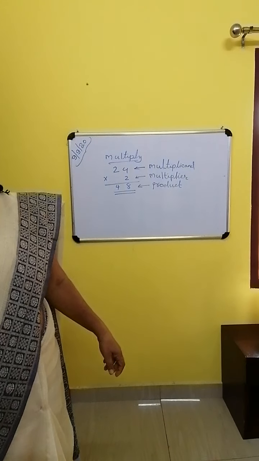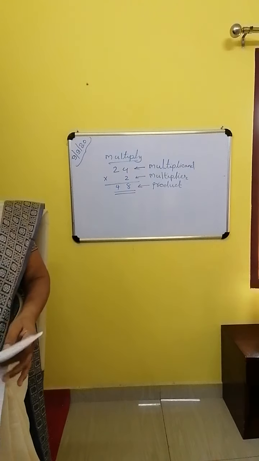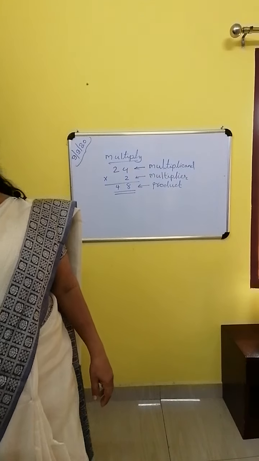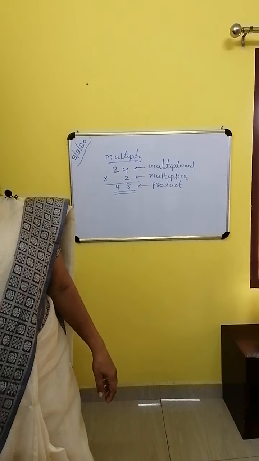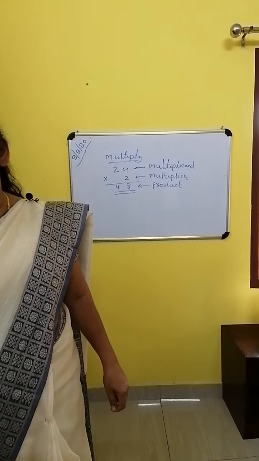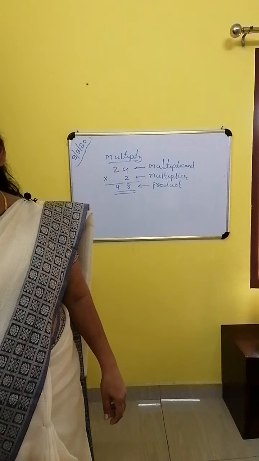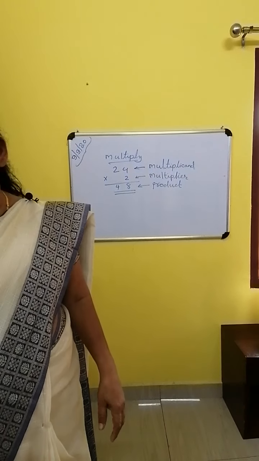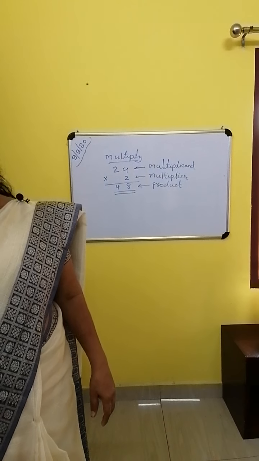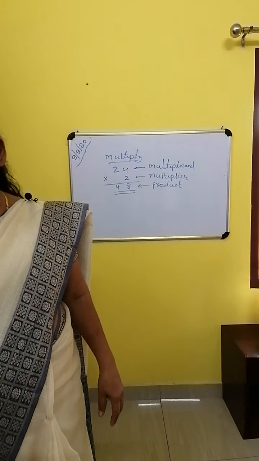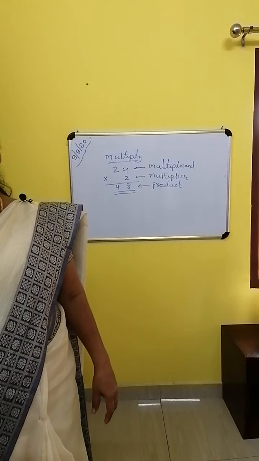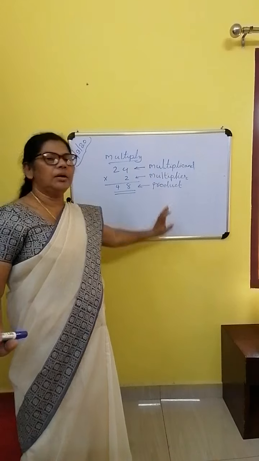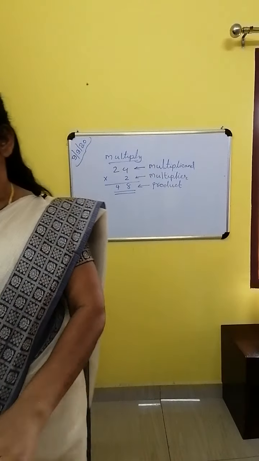Then, what is multiplicand? The number to be multiplied is called a multiplicand. The number by which any number is multiplied is called a multiplier. The result obtained after multiplication is called a product. Okay, you remember multiplicand, multiplier, product.